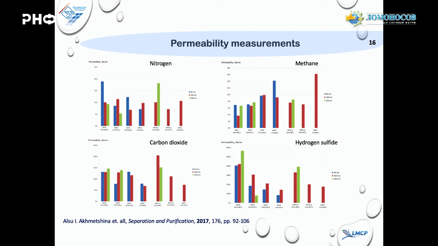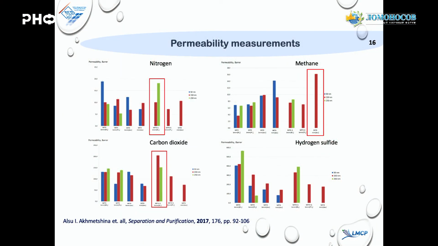And then these are the permeability measurements for different pure gases: nitrogen, methane, hydrogen sulfide, and of course carbon dioxide. All the data was published in 2017 in Separation and Purification Technology, and it was a nice result. We can see the influence of the pore size and the ionic liquid uptake, and it was really interesting, with some trends. And of course we took the best materials which we obtained and used them for further investigation.